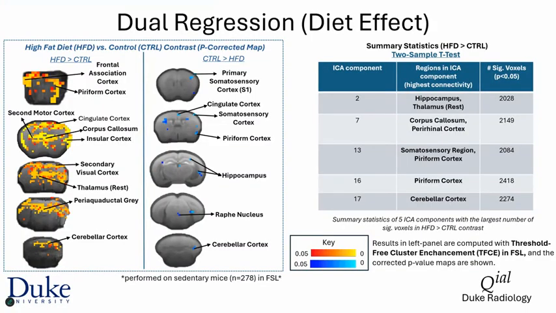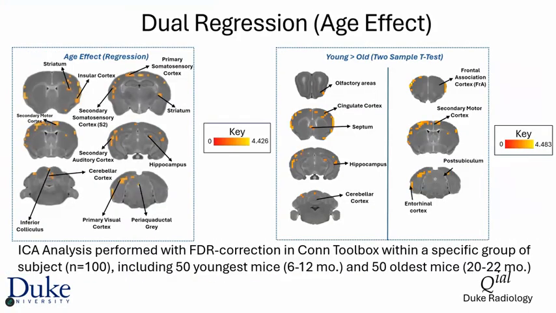We did another dual regression test within the Kahn toolbox, where we did the 50 oldest mice and the 50 youngest mice. So that was a sample size of 100 mice. On the left side, you can see regression for the age effect. We noticed some small clusters within the inferior colliculus, or the striatum. On the right side, I did a two-sample t-test where I compared younger mice and older mice. I noticed the olfactory area as a cluster, as well as the entorhinal cortex.